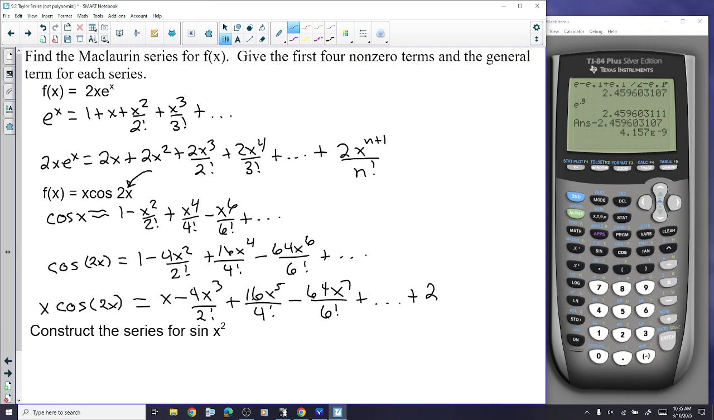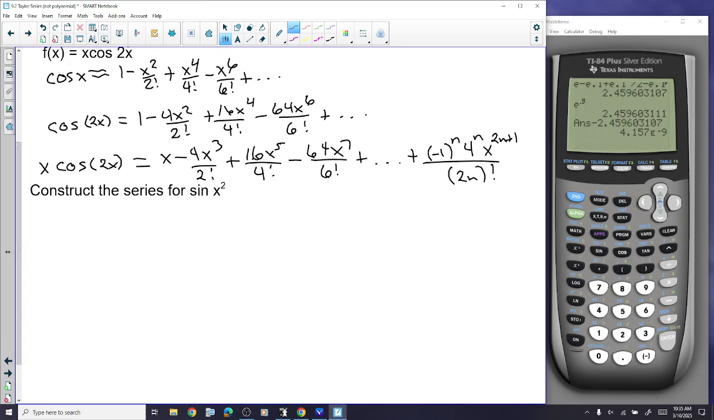What? What am I missing here? Oh, no, these are 4. 4 to the 0, 4 to the 1, 4 to the 2, 4 to the 3. Okay, yeah, not 2s. Oh, it's alternating. Negative 1 to the n if I start with 0. 4 to the n. 1, 2, 3, yep. x to the 2n plus 1 over 2n factorial. Finally got it. I was trying to make them 2s and then it wasn't working.